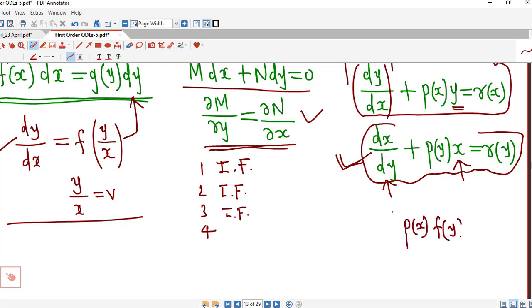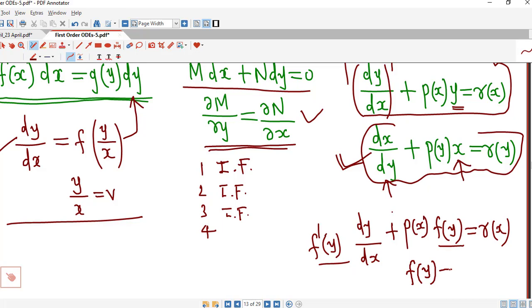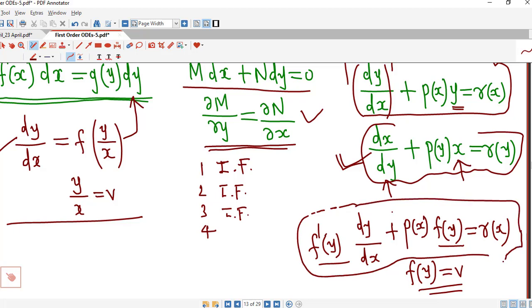We have seen that if our differential equation is in this form, equal to some function of x, then it can always be converted into a linear differential equation by the substitution f of y equal to v. So this is a type of differential equation which is non-linear, but it can always be converted into a linear differential equation if it is in this form. Similarly, here this is reducible into a linear differential equation, and in this equation y is the dependent variable.